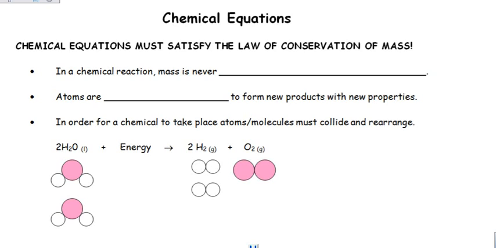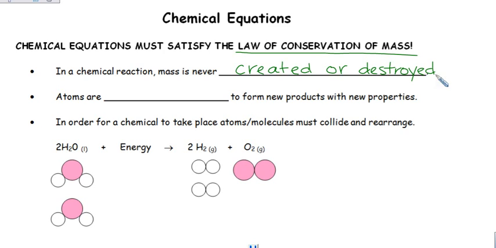Alright, it's time to start balancing chemical equations. The reason why we balance is to support the law of conservation of mass. That says in a chemical reaction, mass is never created or destroyed. So all atoms on my reactant side need to be present on my product side.